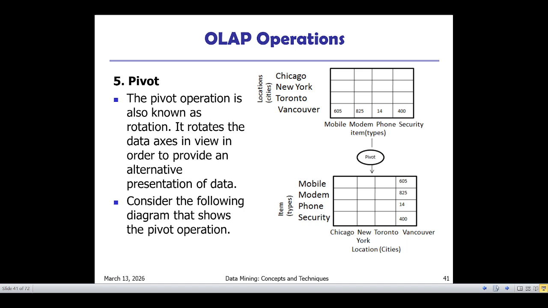operations. Now on this cube, if I apply a pivot operation, also known as rotation, it rotates the axis of the data, so this is how my new cube looks, in order to provide an alternative presentation of the data.